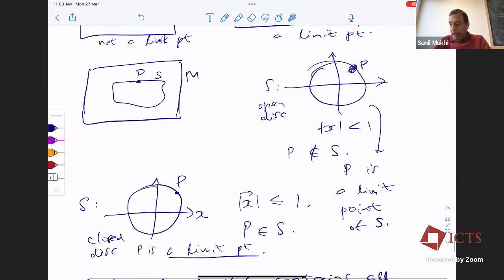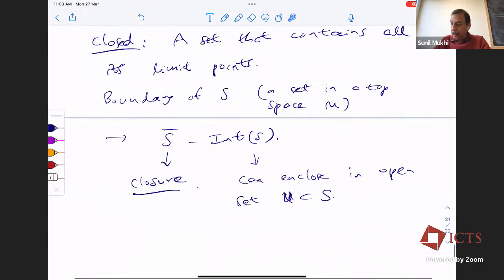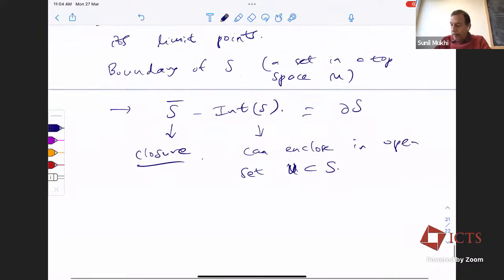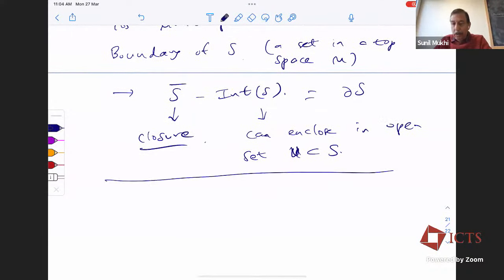This is an example, but this is a general theorem. The closure minus the interior is the boundary. So there you have a nice little theorem. Okay, end of digression on closed sets.